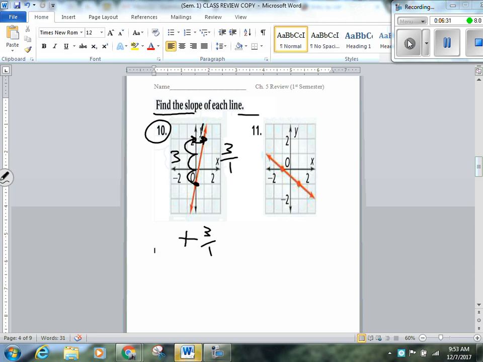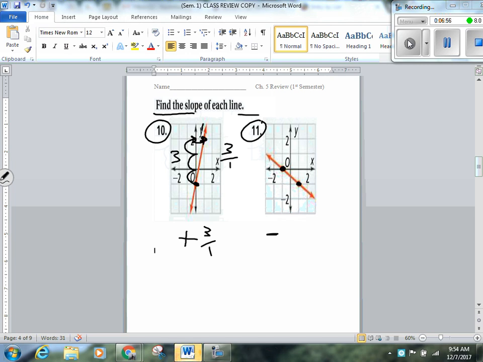My other graph, number 11. I'm looking at the line. As I walk up to the line, I notice that it goes down. So right away, I know my slope has to be negative. We have 2 points on the graph that go through the corner of the box on the graph. And since my graph goes down, I need to go down.